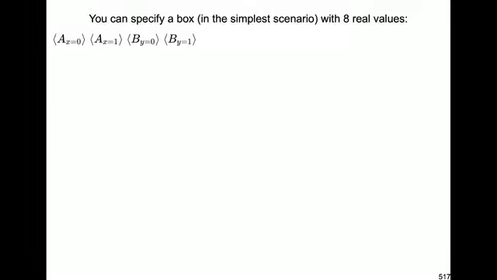In the simplest possible scenario, where we have two parties, each one does two possible measurements and has two possible outcomes for each measurement, it turns out you can specify a correlation with just 8 real values. On the one hand, you have the expectation value for Alice's outcomes when she does the x equals 0 measurement, the expectation values for the x equals 1 measurement, and then similarly, Bob's expectation values for the two measurements that Bob can do.